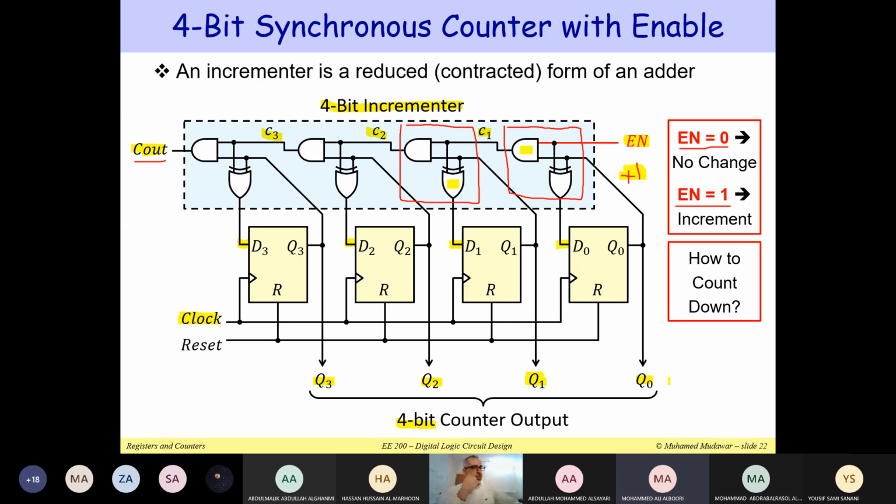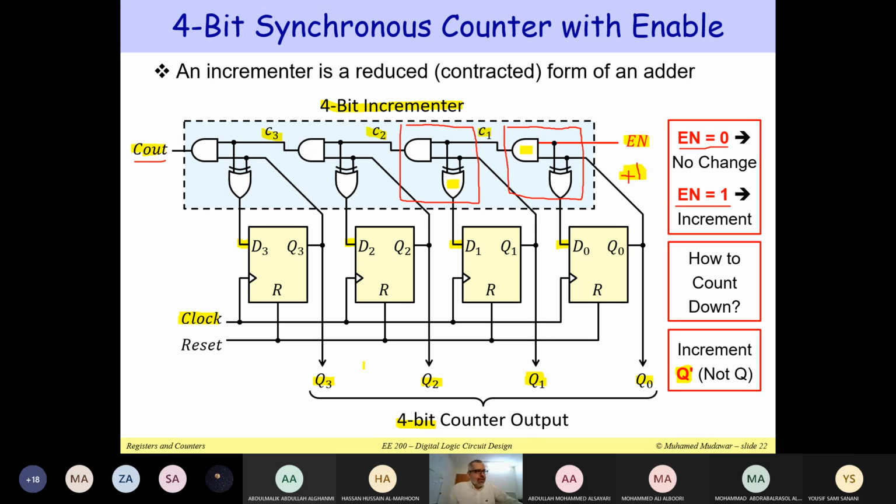Well, what we need to do is that rather than connecting the Q output, connect the Q prime, Q0 prime, Q1 prime, and so on. Because if you increment the Q prime, you will decrement the Q. So the answer is simple. Increment Q prime, not the Q. So if you increment Q prime, you will decrement the Q.